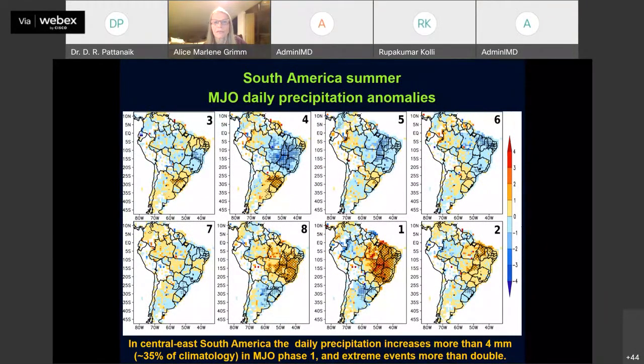And then in phase one, we have the highest precipitation here, which can reach more than 4 millimeters per day, the anomalies filtered in the intra-seasonal band, so anomalies from other sources are not included. And this represents around 35% of climatology. So it's a pretty strong impact. And in these other phases, we have suppressed convection.